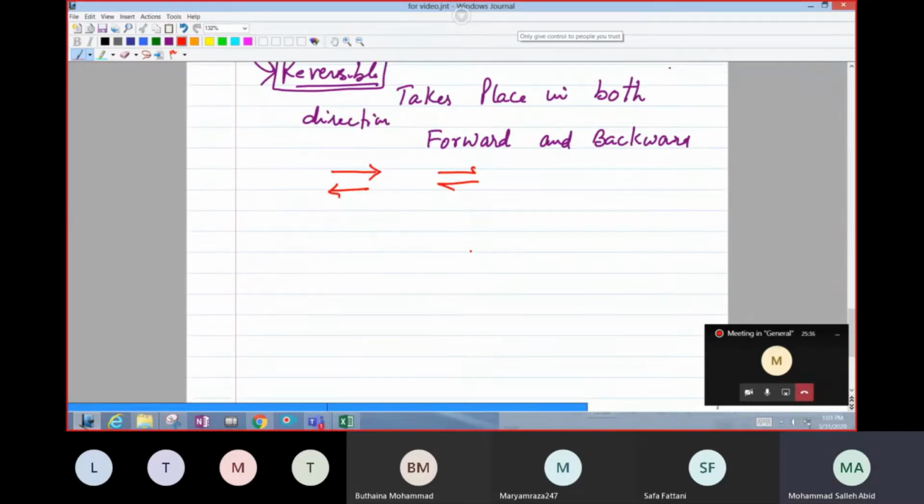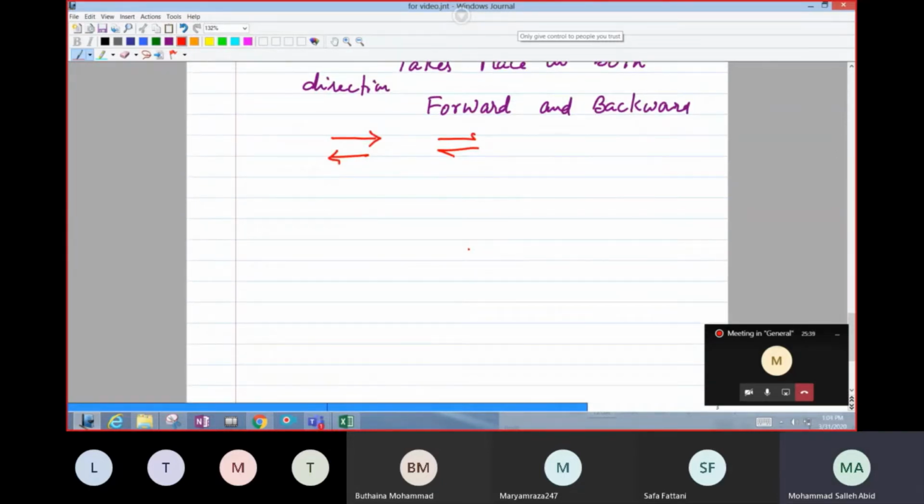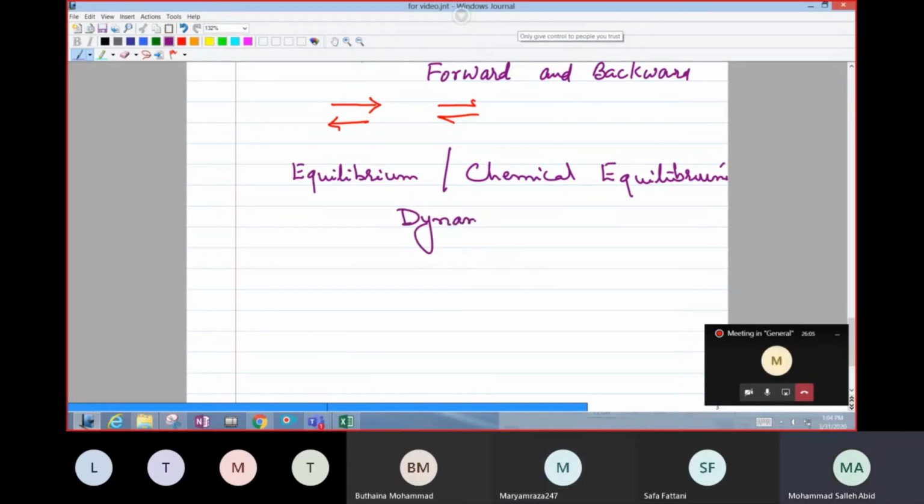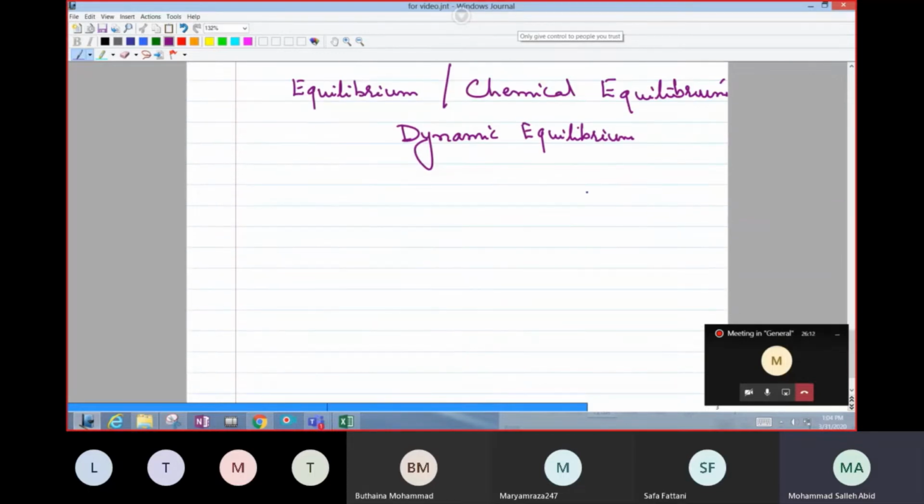Now there are a few conditions important for a reaction to be at equilibrium. So equilibrium is a condition. Now in your exam, they can use the word equilibrium, they can use the word chemical equilibrium, or they can use the word dynamic equilibrium. It all means the same. So first thing, let's understand the definition for this.